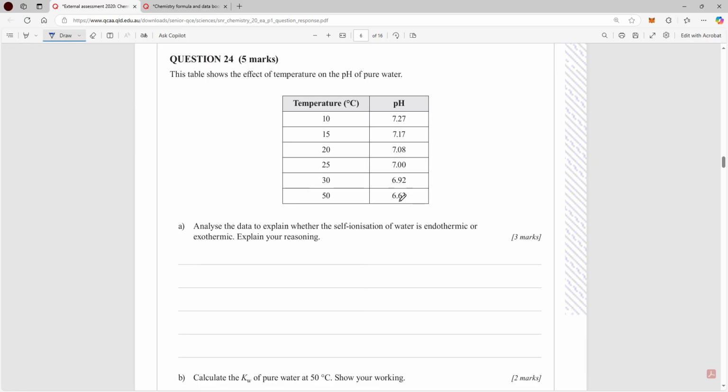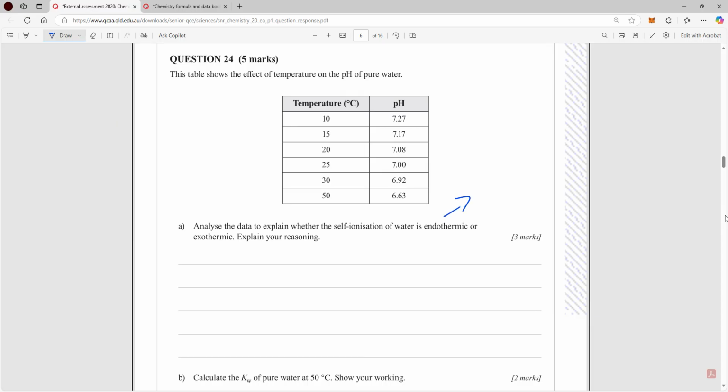So this table shows the effect of temperature on pH of pure water. Okay. So analyze the data to explain whether self-ionization of water is endothermic or exothermic. Explain your reasoning. Okay, so we now understand what endothermic and exothermic is.